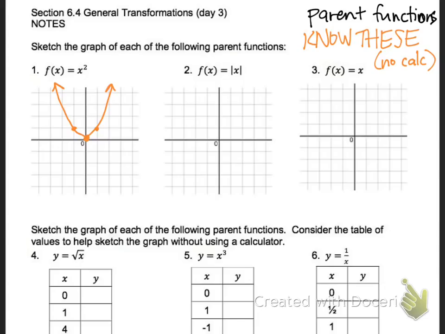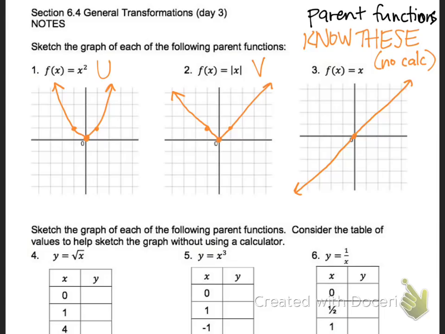Absolute value of x, we just did that last class. Vertex of 0, 0. Up 1 over 1 on each side makes a V. So U, V, and then y equals x is just a line. Up 1 over 1, goes all the way out in both directions. So we have a quadratic, absolute value, and then the parent function of just a line. Those are the 3 we've really talked about in depth.